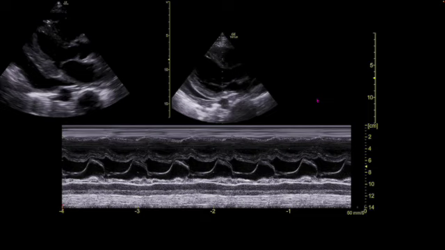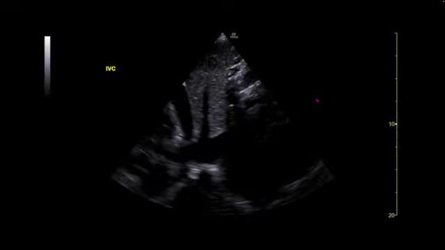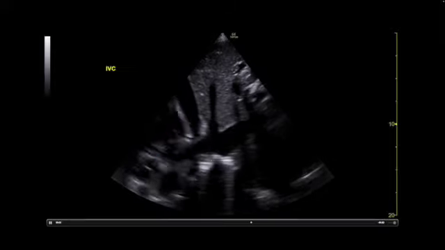I would not send this patient to the echo lab. I would encourage cardiothoracic to come and take this patient to the OR emergently. Another finding in tamponade, so we said one of the earliest findings is right ventricular diastolic collapse, very specific. One of the most sensitive findings is IVC dilation. Here's our heart, here's our fluid, here's our dilated IVC.